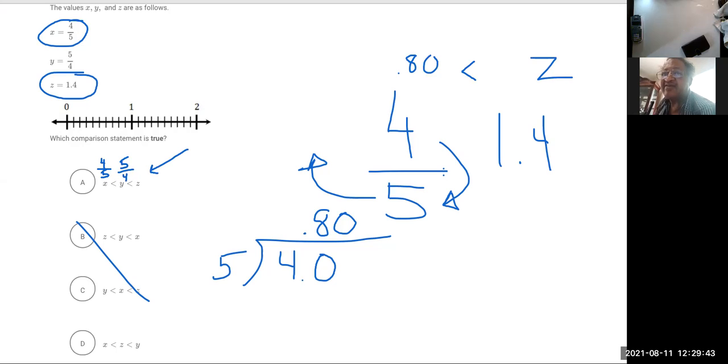Ah, I did that wrong. I gotta edit that one out. I gotta remember to edit this real quick.